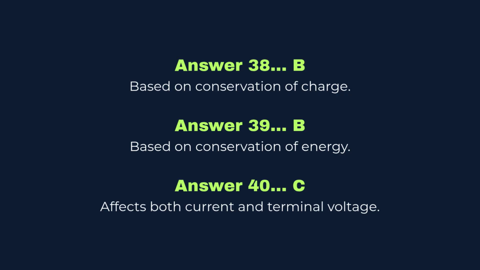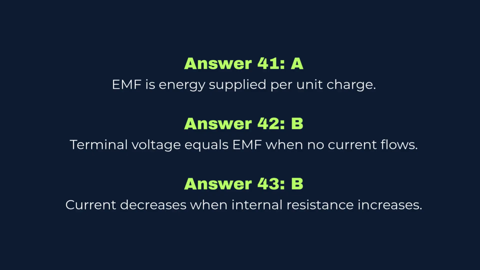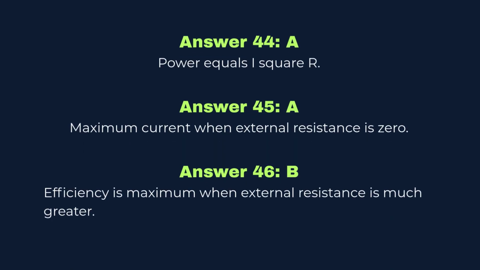Answer 40. C. Affects both current and terminal voltage. Answer 41. A. EMF is energy supplied per unit charge. Answer 42. B. Terminal voltage equals EMF when no current flows. Answer 43. B. Current decreases when internal resistance increases. Answer 44. A. Power equals I squared R.